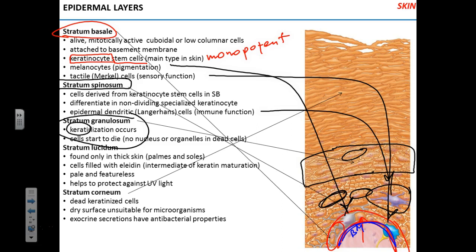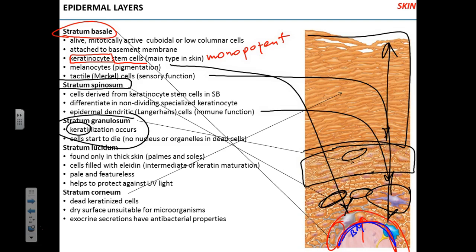Organelles start to disintegrate, the nucleus starts to disintegrate, DNA starts to disintegrate. So it's the beginning of the end for the cells. And in the thin skin, and I want you to understand this completely clearly, the next step after the stratum granulosum is immediately the stratum corneum. You see how thick this layer is?